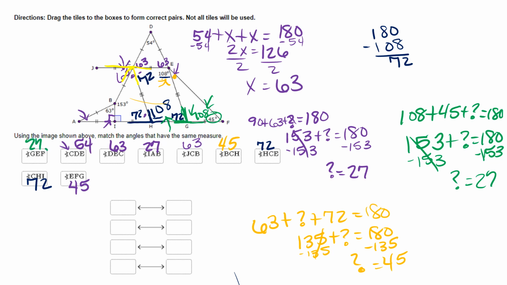So we have all of these measures here. We could say, okay, this one's 27 and this one's 27, so I'd put them right here. They don't have to be in any order as long as you have the ones that are equal together. We've got 72 and 72. We have 63 and 63. And then you have 45 and 45.